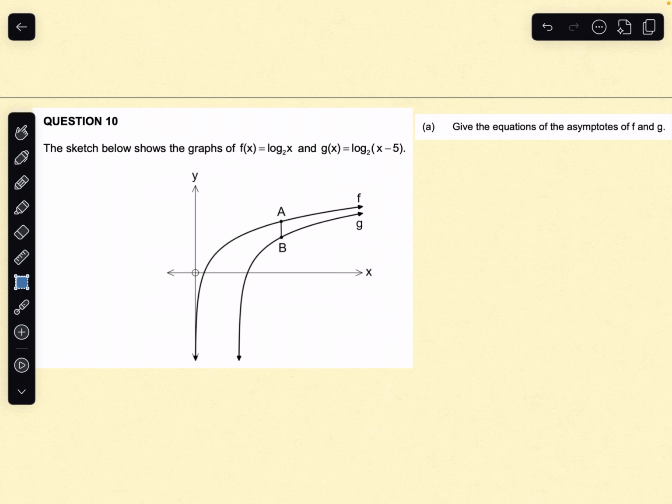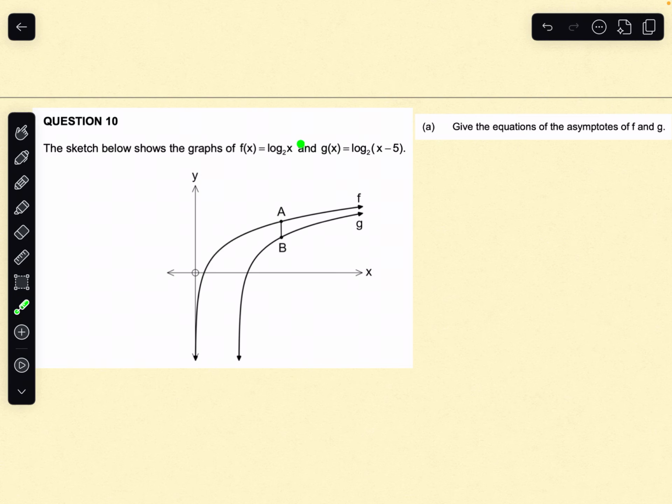So, yeah. The sketch below shows the graphs of f of x is equal to log base 2 of x and g of x, which is log base 2 of x minus 5. So g of x is essentially this graph moved 5 units to the right. That minus 5 acting directly on the x tells us that, if you look at the graph, all the points have just shifted 5 units to the right. Okay. Give the equations of the asymptotes of f and g.